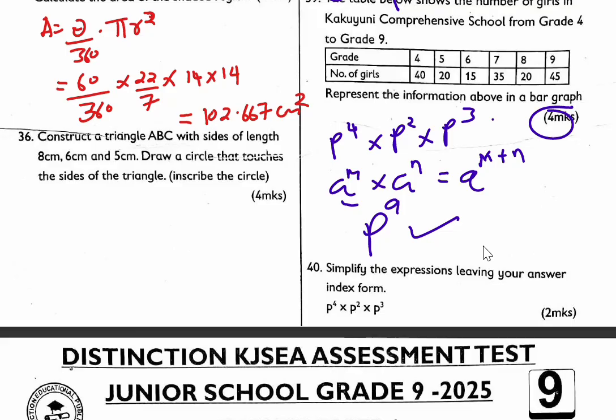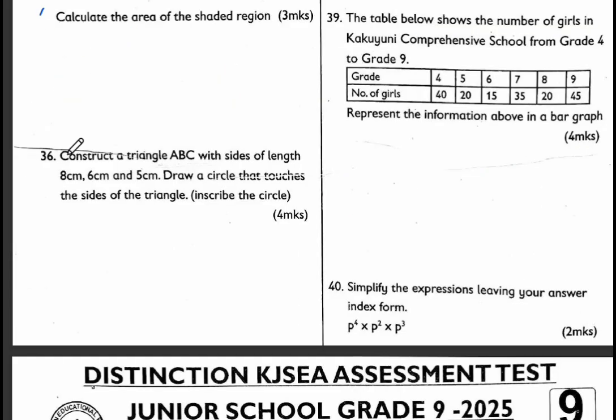Now to look at number 36. Remember, we left number 36. Let us solve number 36. Construct a triangle ABC with sides of length 8 centimeters, 6 centimeters, and 5 centimeters. Draw a circle that touches the sides of the triangle. Inscribe the circle, and you can see the marks is 4 marks. I'm going to do that construction.